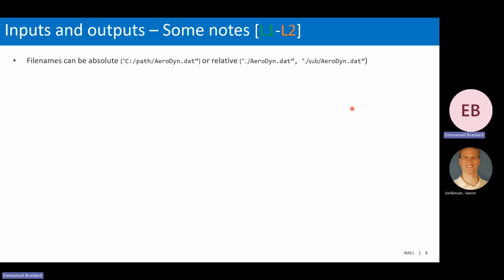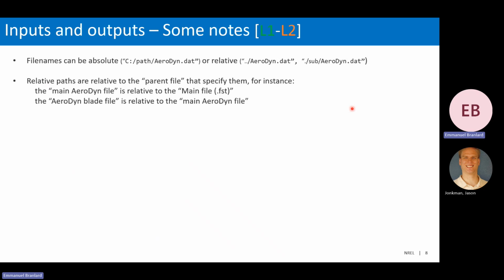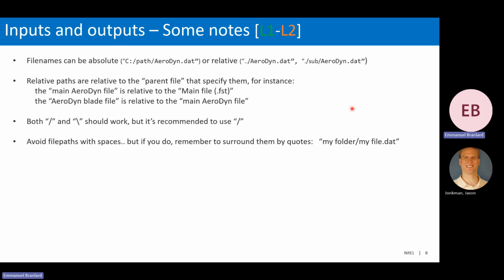Some small notes. You can use absolute or relative file names when you reference files within a file. I recommend using forward slashes because it depends on which system you are on. Windows allows for both. Try to avoid using spaces. OpenFAST works with spaces in your file names, but you need to put quotes around them. Don't forget the quotes. OpenFAST will overwrite output files, so if you made a very long simulation, try to back up your results.